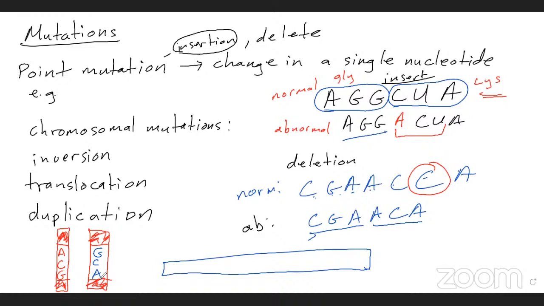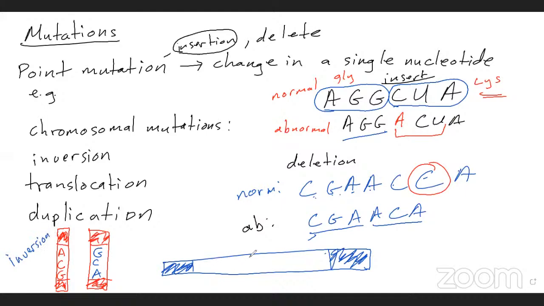Yes, sir. All right. For duplication, and then we do translocation. So the one in red is for inversion. These two are inversion. Yeah. All right.